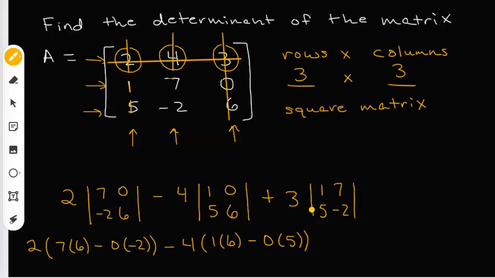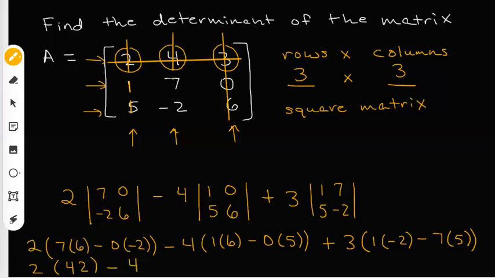I move on to the next term, which is this 3 right here. I'm going to bring down my +3. And then I have to find the determinant of this one: 1 times -2 minus 7 times 5. So that's what I do. And now I'm going to find the determinant of the first matrix. For the first matrix, I have 7 times 6, which is 42. And I have 0 right here, which instantly makes this term 0. So I'm only going to have 42 right here. So I'm going to have my 2 on the outside, but a 42 left on the inside.